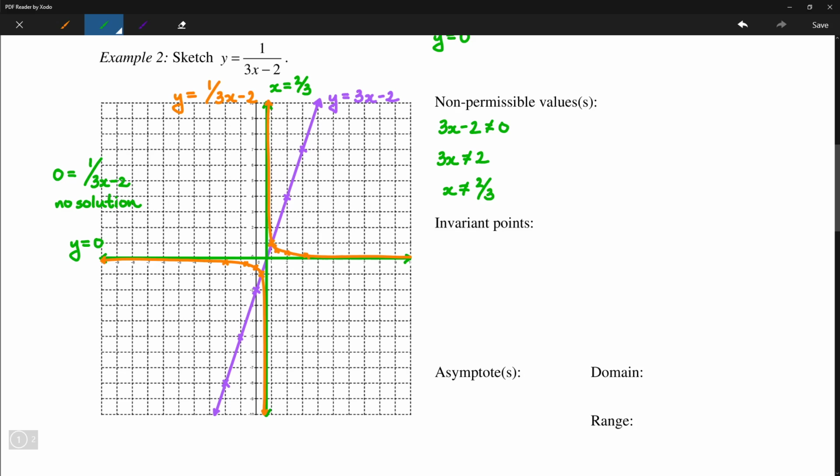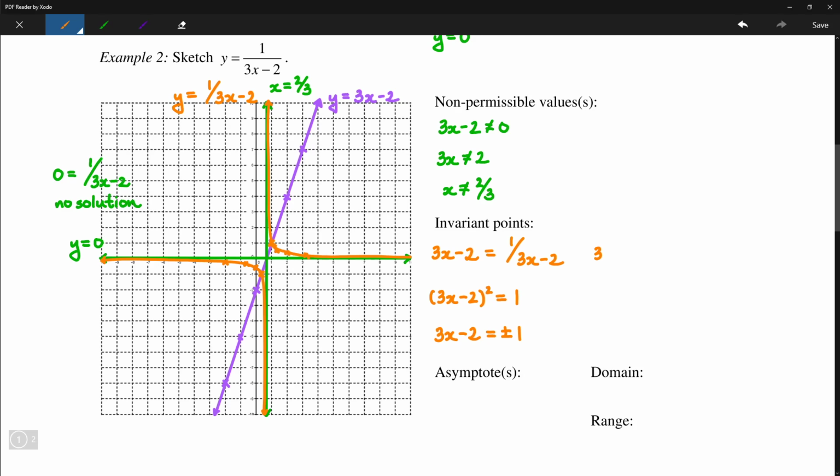So going back to the invariant points part, the invariant points happen when the original function 3x minus 2 and its reciprocal are equal to each other. So algebraically, it would look something like this. If we were to solve for x, we multiply both sides by 3x minus 2. So 3x minus 2 squared is equal to 1. We then simply take the square root of both sides. So 3x minus 2 is equal to plus or minus 1.